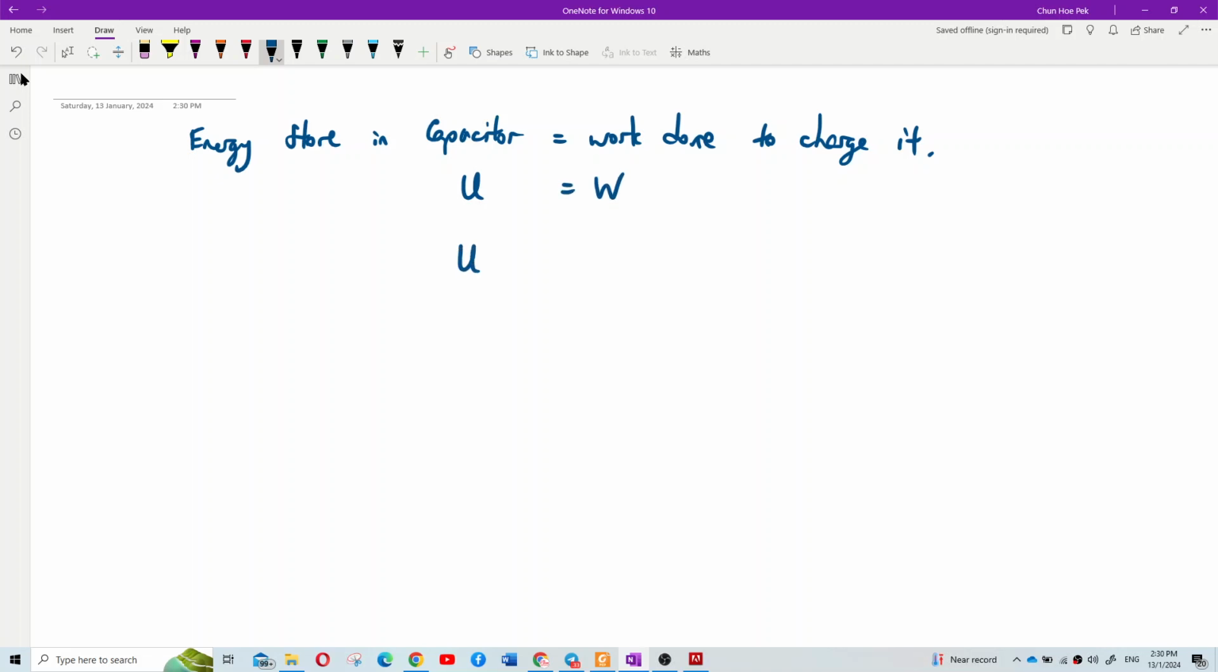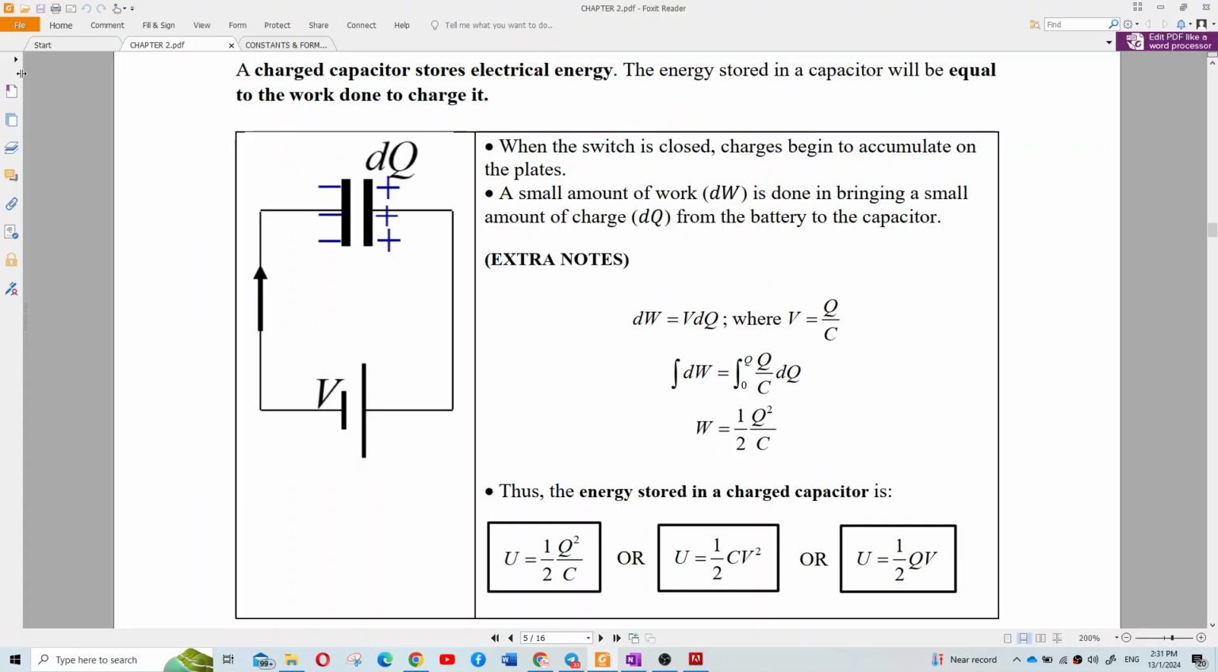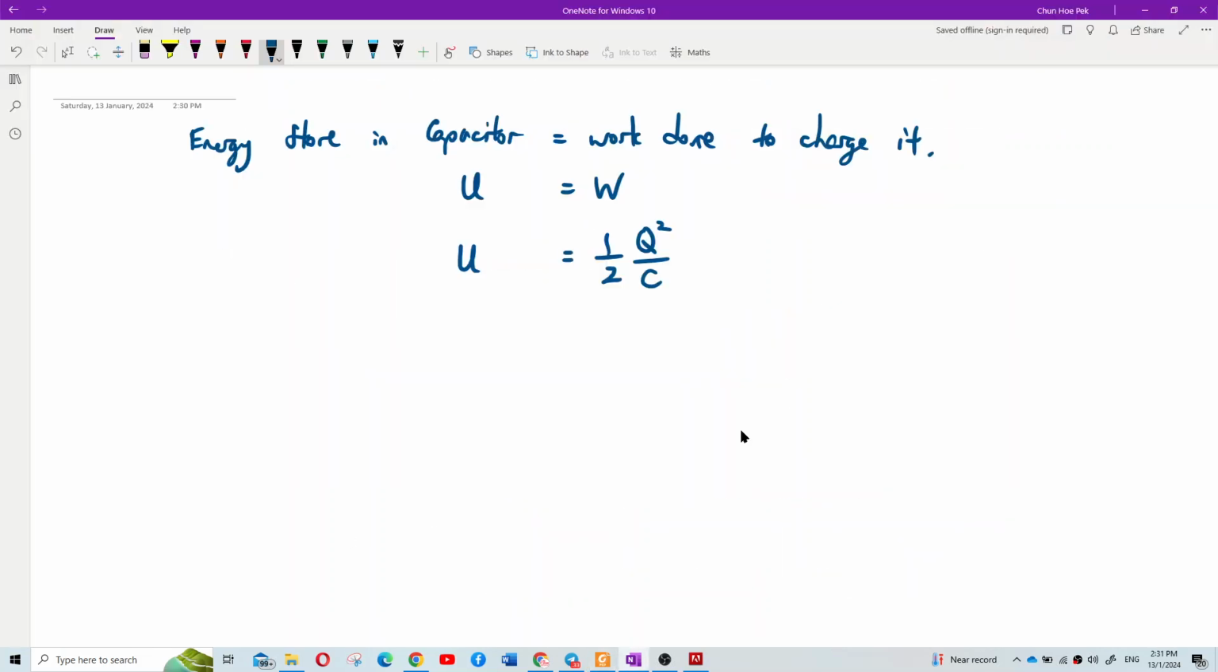Okay, so the formula starts from half. From the derivation we get half Q squared over C. This is the formula, half Q squared over C.